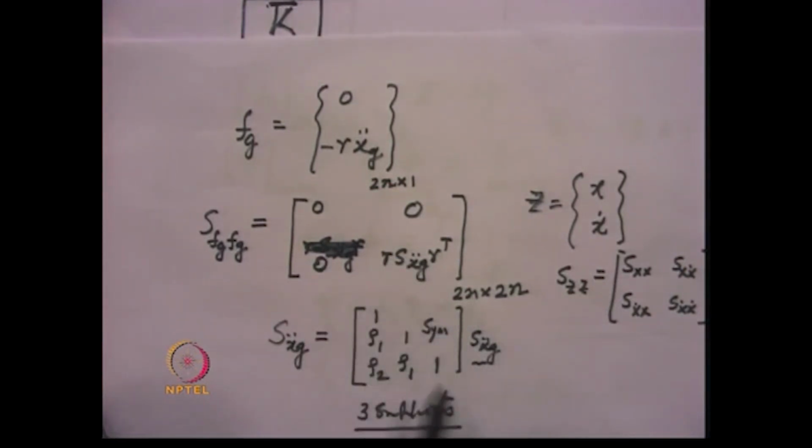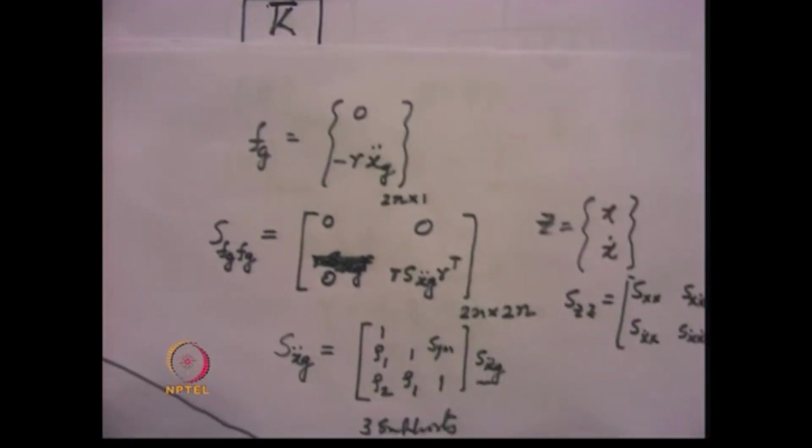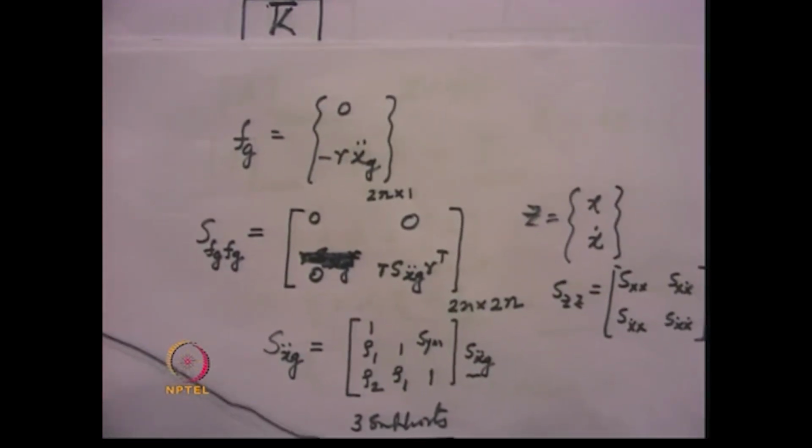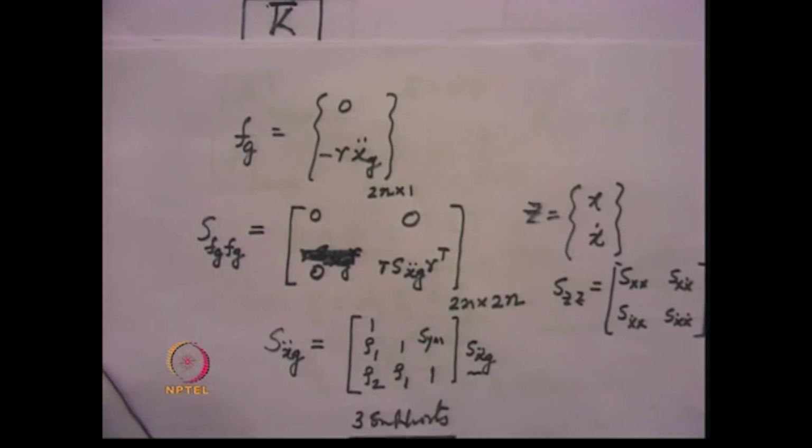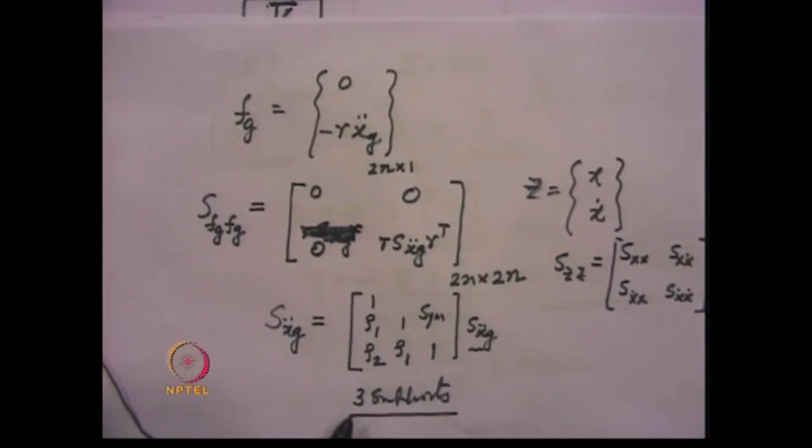Now, if this is partially correlated, that is, there is a time lag between the excitations, then say for the case of 3 supports, you will have the Sx double dot G matrix defined as 1 rho 1 rho 2, 1 rho 1 and 1, and on this side it will be symmetric, and Sx double dot G will be a single quantity, that is the power spectral density function of the El Centro earthquake in this particular case, and rho 1 and rho 2 depend upon the time lag.